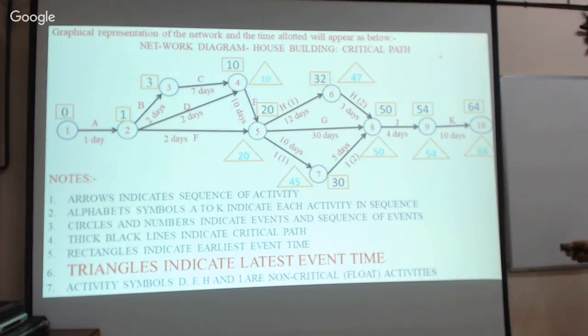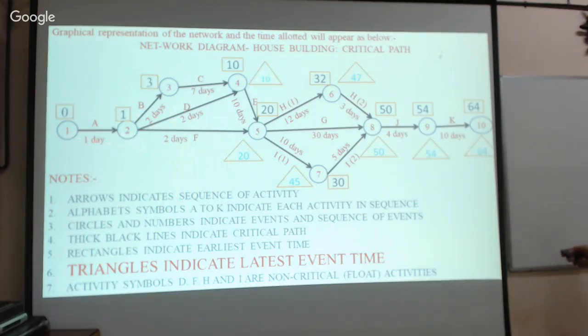Similarly, further if you proceed, this is 20 minus 10. 20 minus 10 is how much here? 10 days, right? Now, the latest event time is 10 days. That means only after 10 days, this activity should be started. Now, if you calculate from 10 to 2, how much are you going to get here? 8 days.